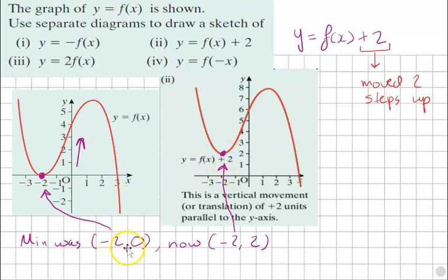So the minimum was minus 2, 0. Now it's minus 2, 2. So the y value was moved up, or we had 2 added to it. So the y value was 0 and now it's 2. And notice that the x value has not changed.